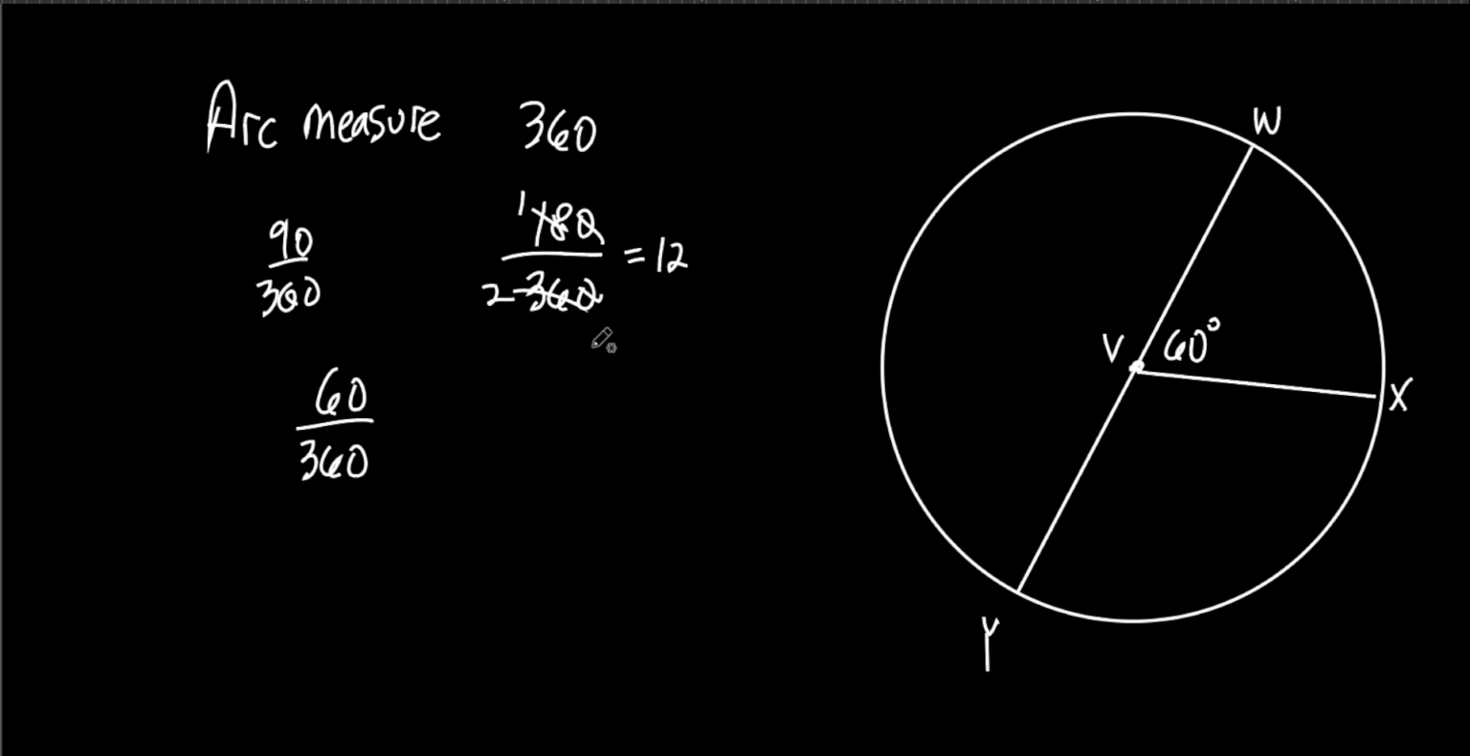Let me show you this. When we talk about an arc, we're talking about the degree measure, all right? So arc measure is measured in degrees. So all the way around the circle would be 360 degrees. If I go from W to Y this way, or I go from W to Y this way, same exact thing, isn't it? Doesn't really matter which direction you go. Still 180 degrees.